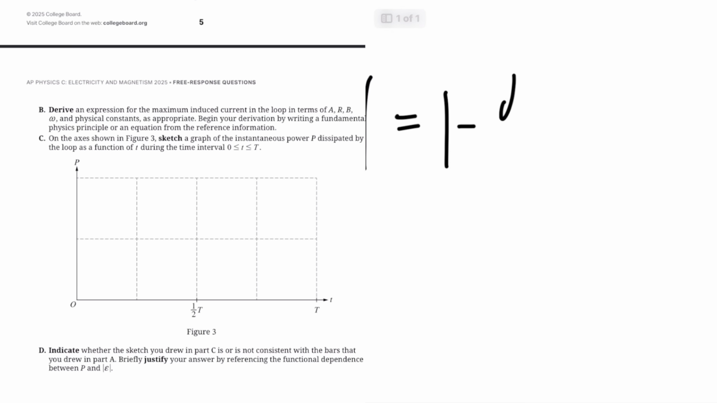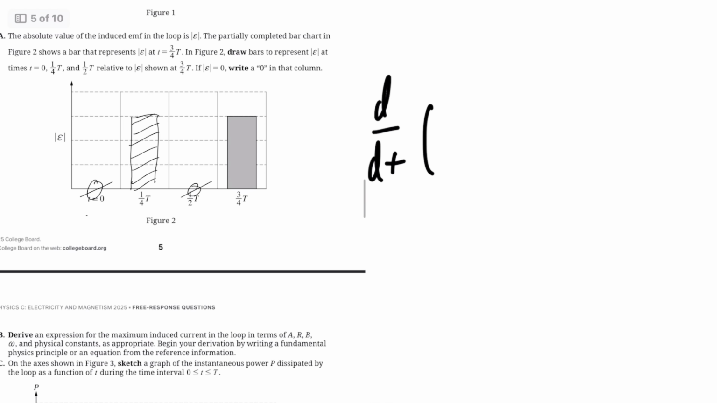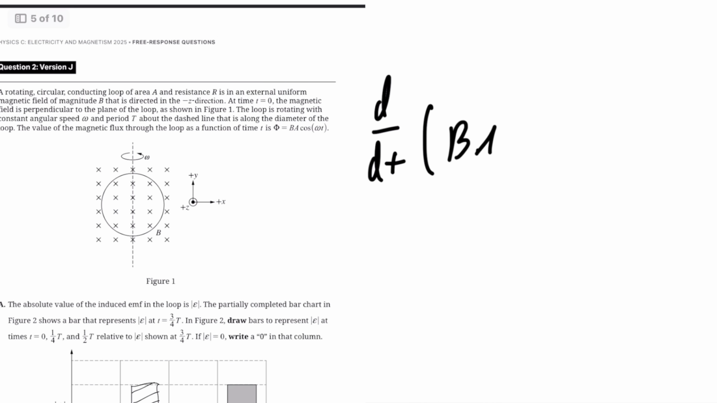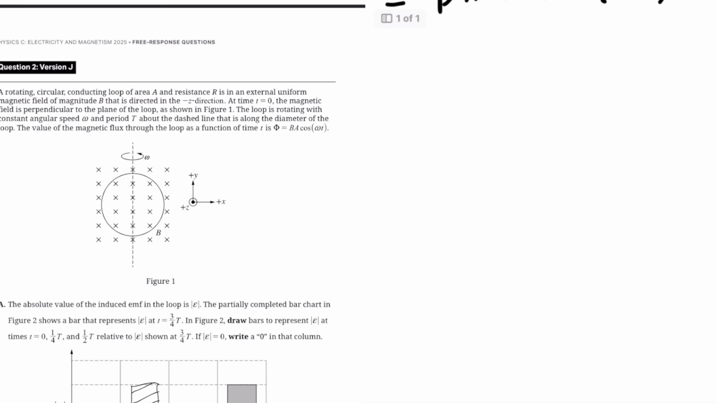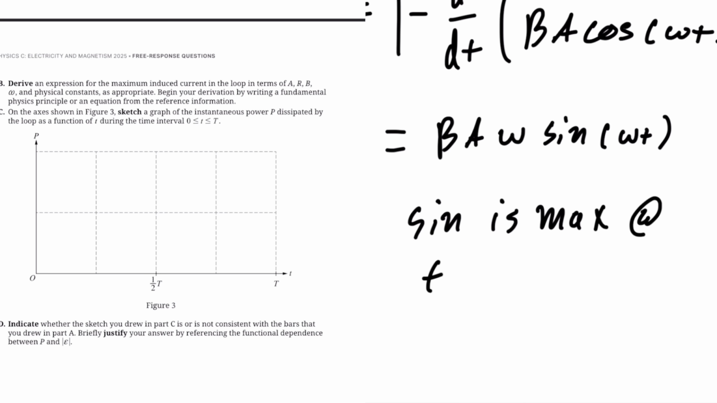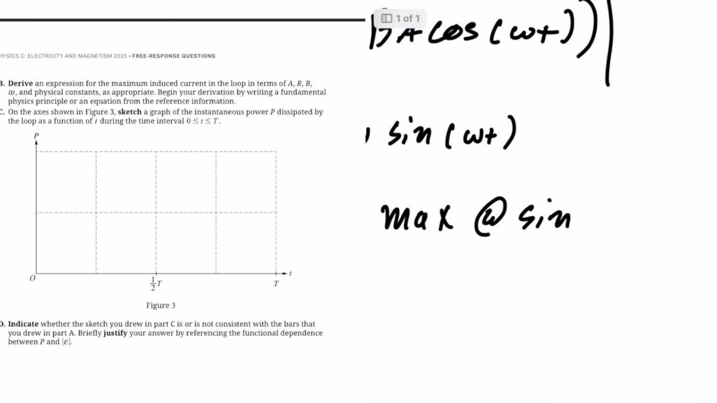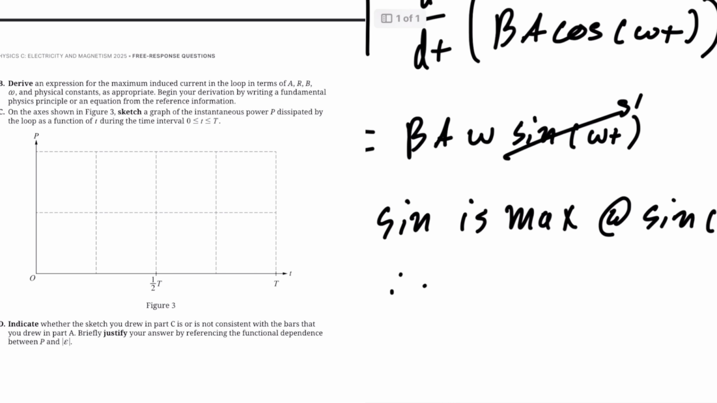Now we'll sub in that magnetic flux equation. So basically what we just did, we're doing it again, but now we're solving for a value. It was BA cos WT. And now, like I said earlier, this will turn into BAW sine WT. This is what you want to write on the equation. We know sine is max when sine of WT equals 1. Therefore, if I set this equal to 1, E max is equal to BAW.